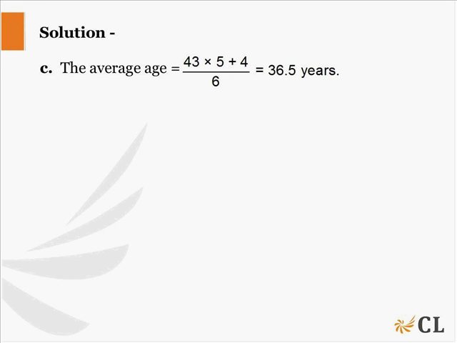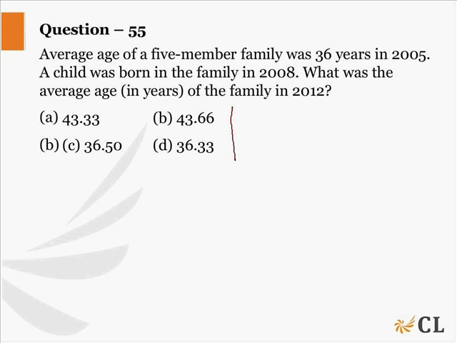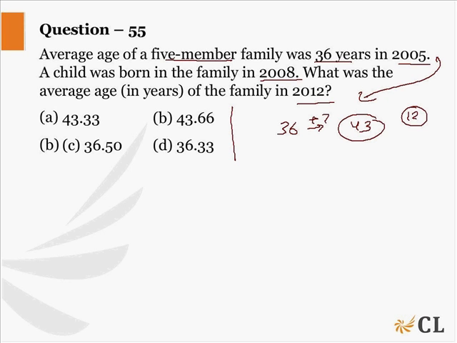Okay. So it's simply saying the 5-member family is there. 36 is the average in 2005. A new child is born in 2008. Average in 2012. So 7 years का gap हो गया आपका. So if I take the 5-member family only, 36 average should become 43 in 2012, right? So total has to be 5 into 43 plus a new child is born in 2008. His age must be 4 at present, and divide करेंगे 6 से. This will give the answer.